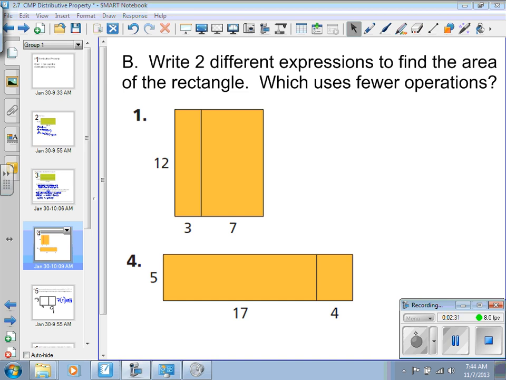Now we need to write two different expressions to find the area of the rectangle. So we're going to first look at 12.